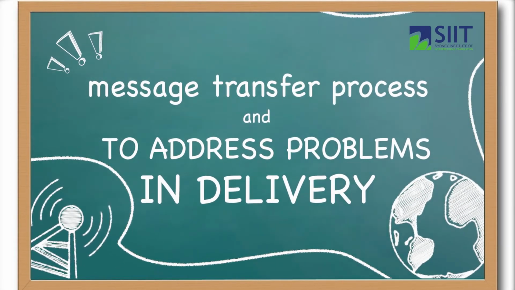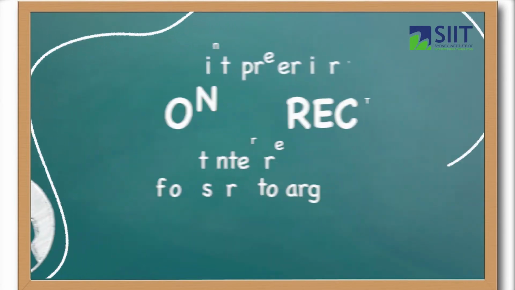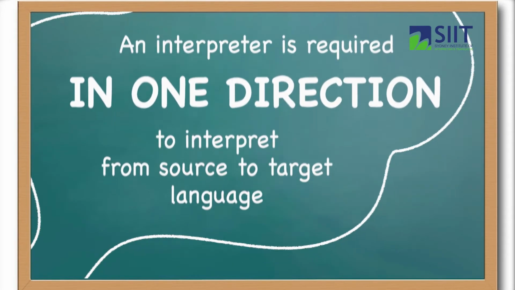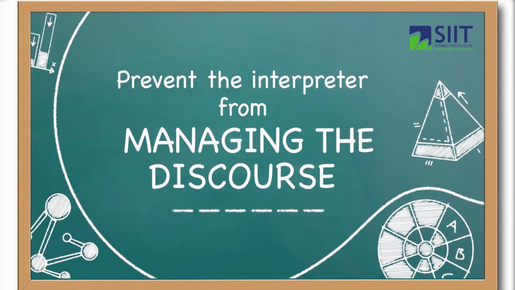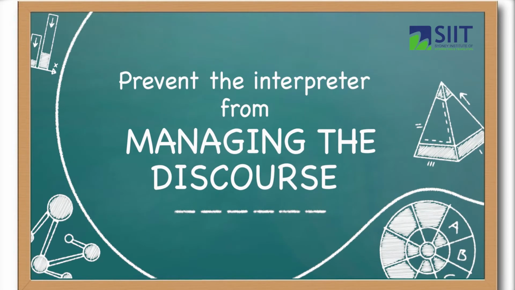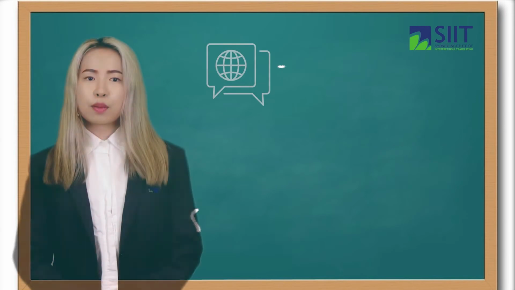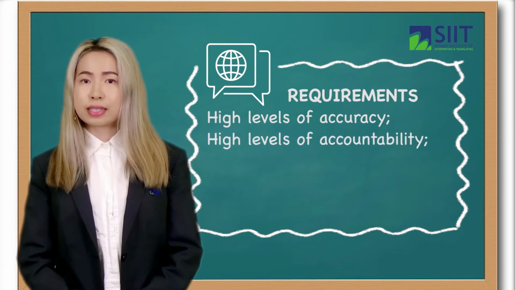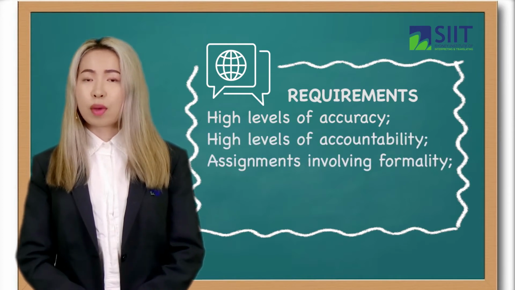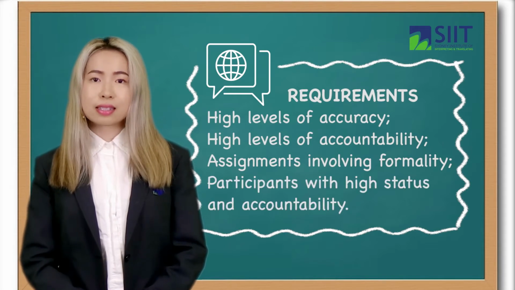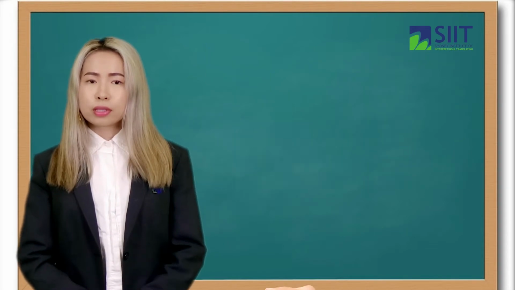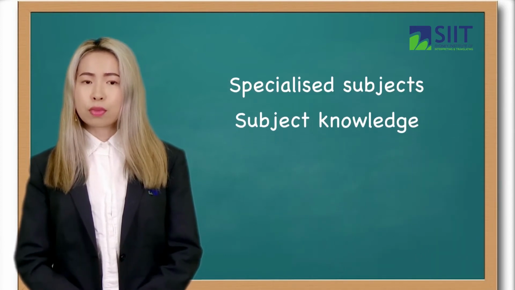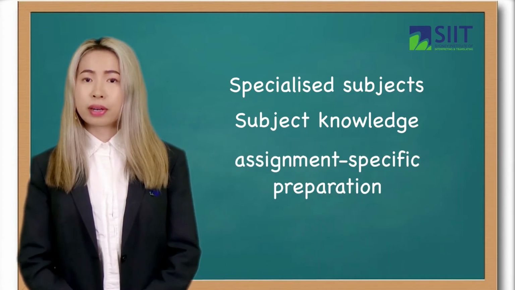problems in delivery. An interpreter in the monologue setting is required to interpret from source to target language in one direction. The physical elements of the complex setting will likely prevent the interpreter from managing the discourse. Interpreting in this setting typically requires high levels of accuracy and accountability, and assignments involving formality, or participants with high status and accountability. The content may involve specialized subjects requiring a high level of subject knowledge or intense assignment-specific preparation.